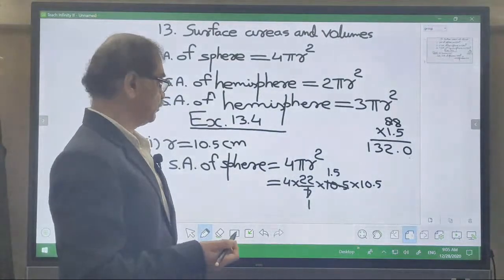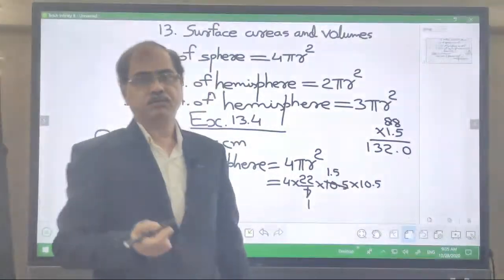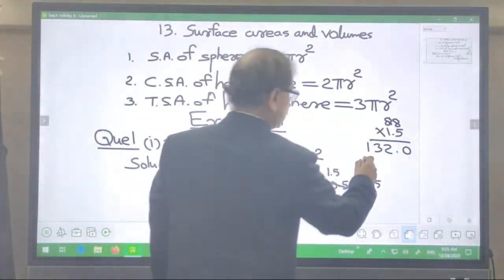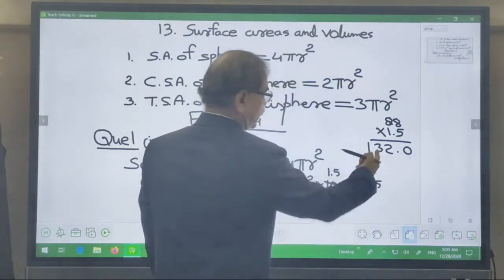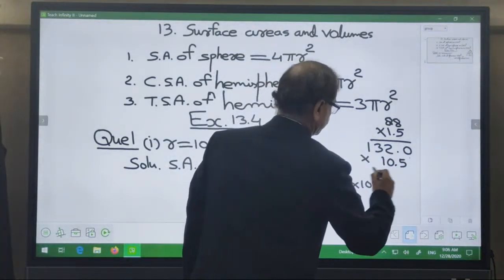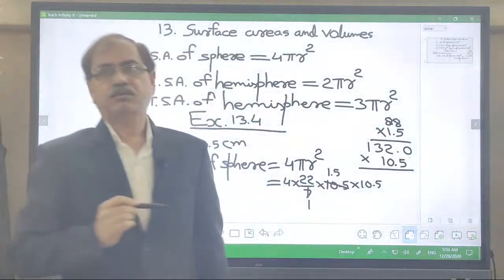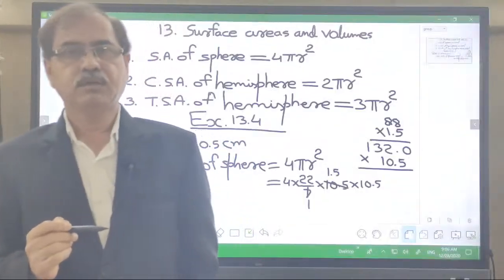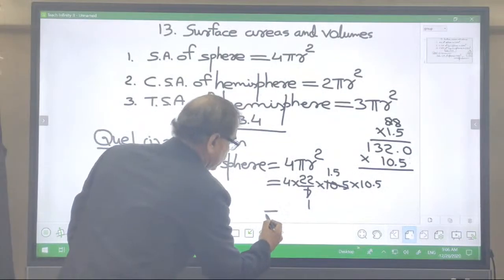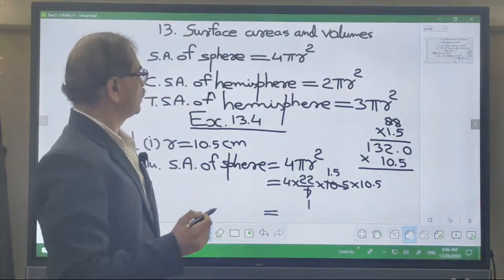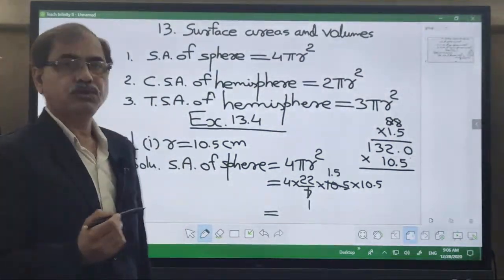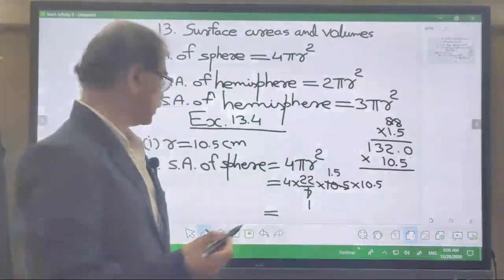Still one more number is remaining, 10.5. Students, remember it is our rough work. So again in our rough work we are multiplying this number with 10.5. This multiplication we will be completing, and when we complete this one we will be writing final answer here, and the unit of our radius is centimeter. So unit of area will be centimeter square.